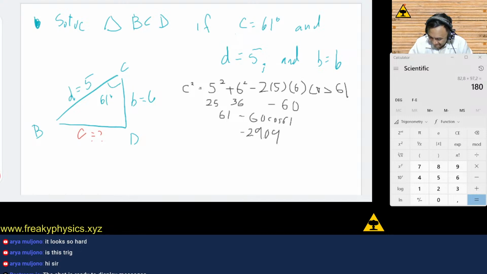So, and then this would be 31.9. Then I would have to square root them both. Yes. C equals 5.65.